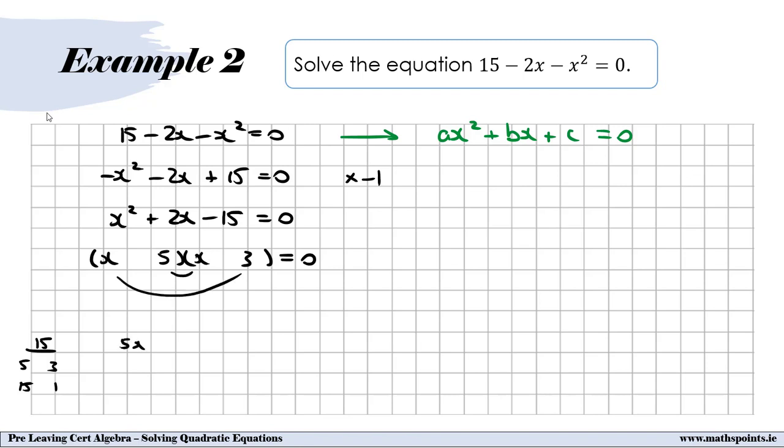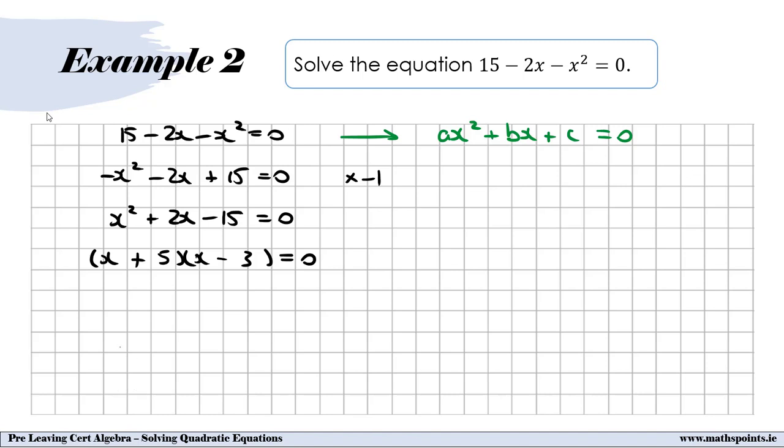The product of the inner terms is 5x. The product of the outer terms is 3x. And I need to somehow combine those to get plus 2x. So if I had a plus 5 minus 3, I would have the correct factorization for this sum. And again, most people won't necessarily be writing down this rough work.